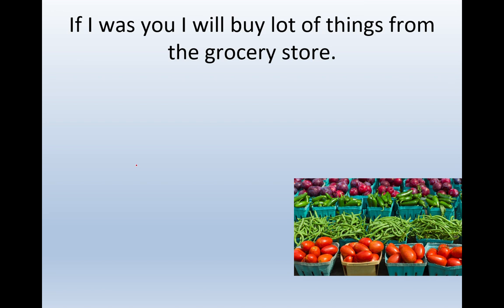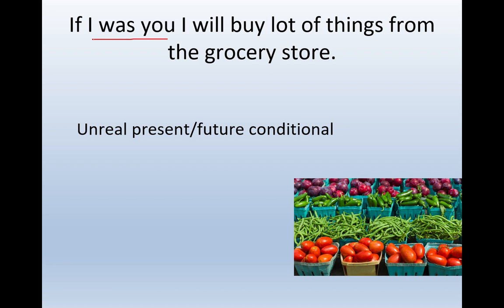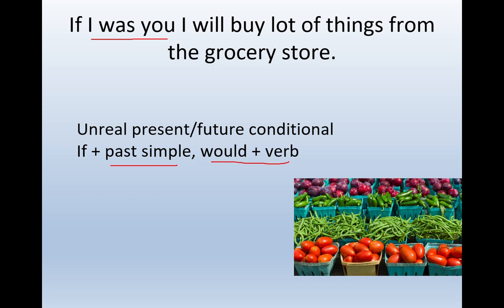If I was you, I will buy a lot of things from the grocery store. My problem here is I have an unreal present or future conditional. In this situation, if I was you, well, I'm not you. So that's an unreal condition. And for those types of conditions, we use if plus past simple and then would plus the verb. But if my verb is be, I don't use was, I use were. I know it sounds crazy, but that's what we do for these unreal present or future conditionals.